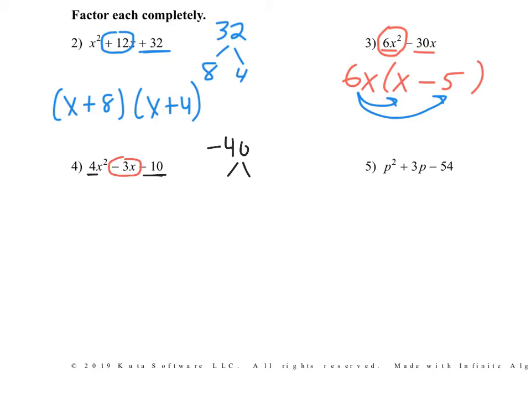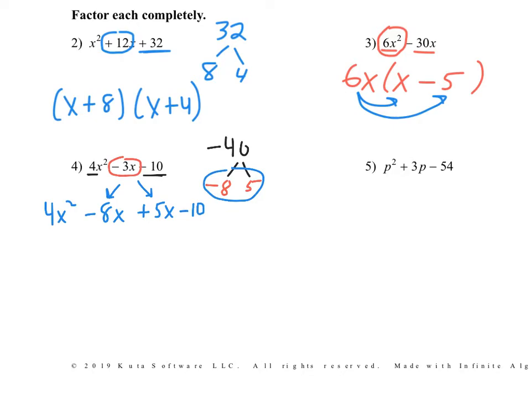So I'm thinking 8 and 5. 8 times 5 is 40. If I make the 8 negative and the 5 positive, those would add up to our middle term of negative 3x. So what we're going to do is rewrite this problem, splitting up this middle term into minus 8x and plus 5x. Okay, I just used those exact numbers to split up the middle term into, again, negative 8x plus 5x.